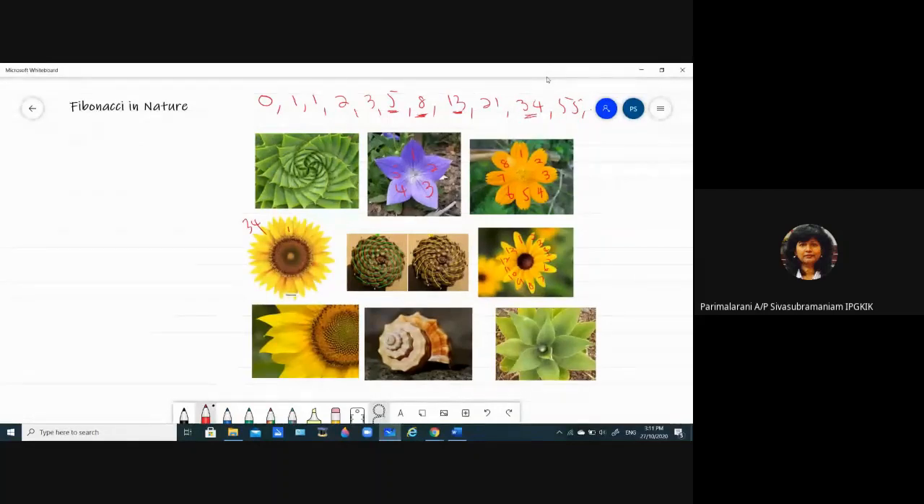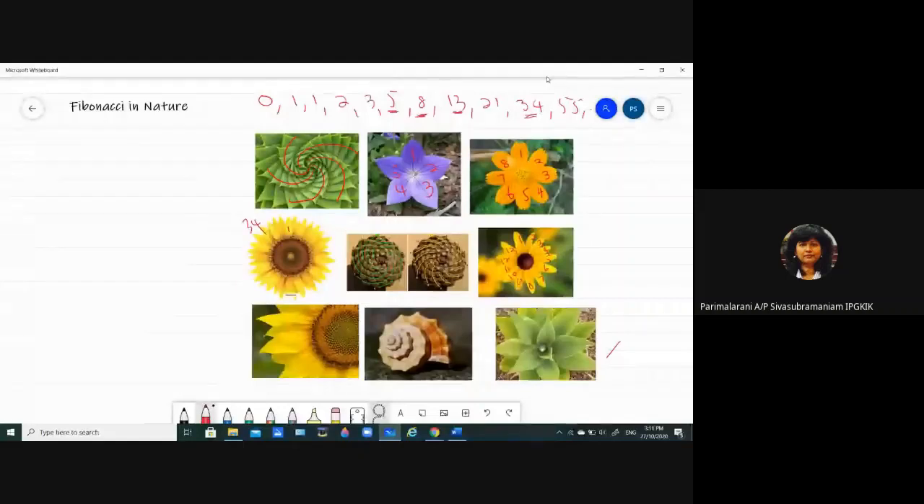But let's look at this picture here. This is a picture of spirals. If we count the spirals, there's 1 spiral here, 2, 3, 4, and 5. 5 spirals here. 5 is a number in the Fibonacci sequence. How about this picture at the bottom here? If you look at the arrangement of the leaves here, they are arranged in a spiral pattern.